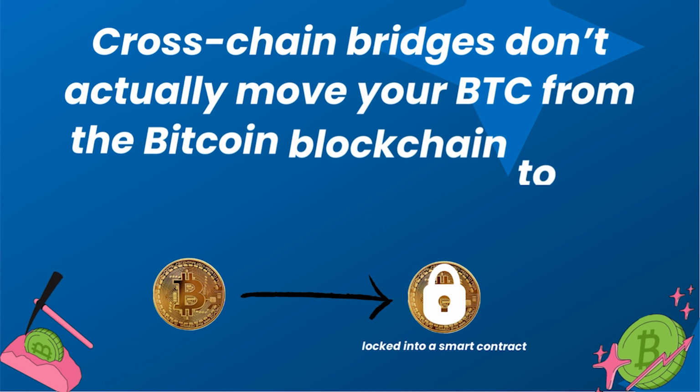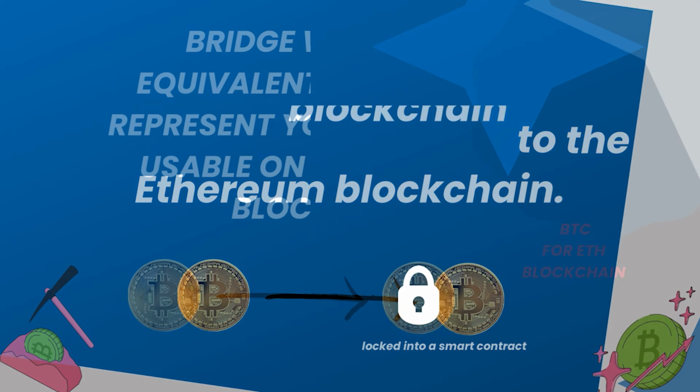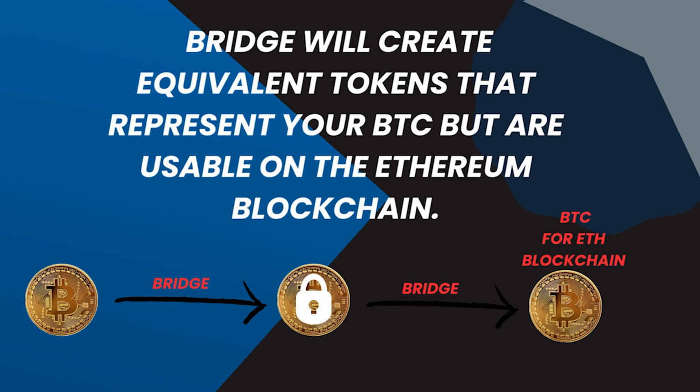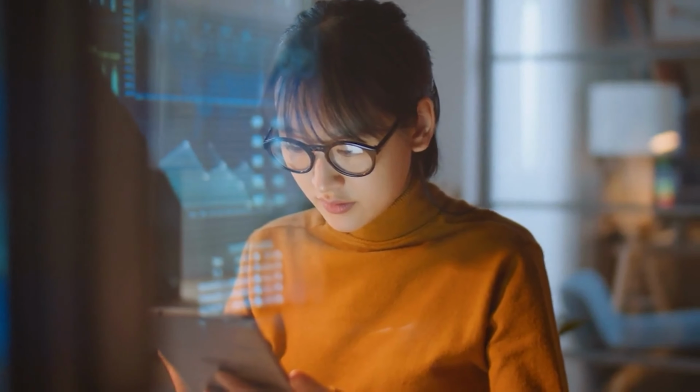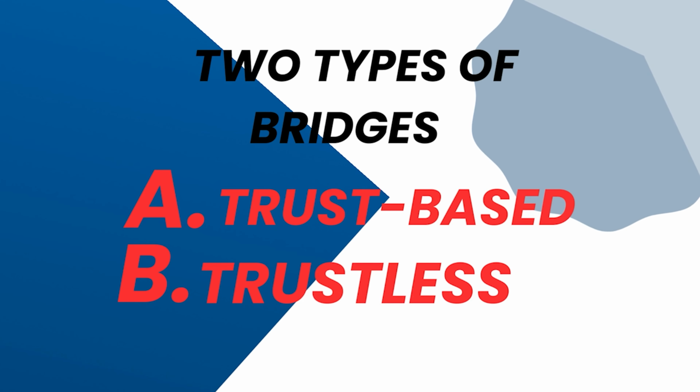Cross-chain bridges don't actually move your BTC from the Bitcoin blockchain to the Ethereum blockchain. Instead, the bridge will create equivalent tokens that represent your BTC but are usable on the Ethereum blockchain. Smart contracts are created to keep track of everything you transfer and use. There are two types of bridges: trust-based versus trustless.